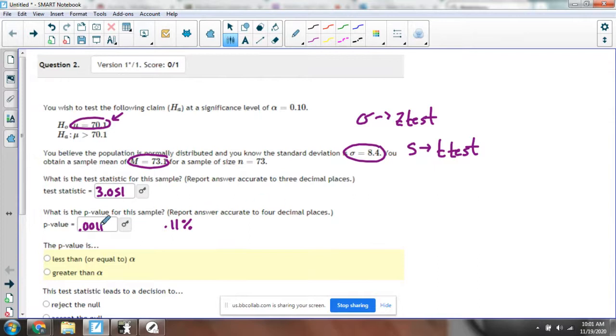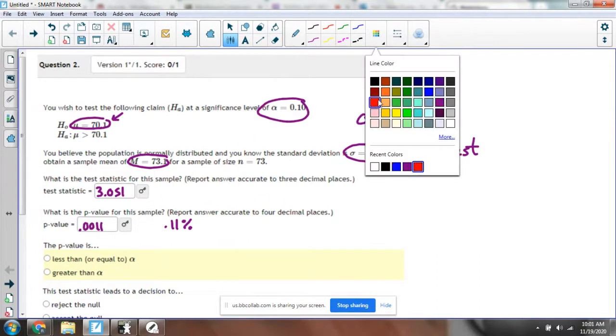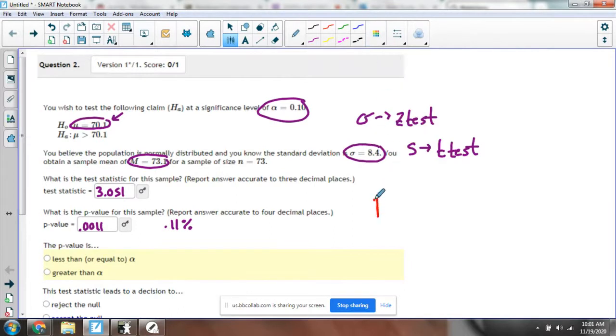Whenever you get your p-value, you always want to compare it to alpha. So we always ask, is p greater than or less than alpha? In this case, p is less than alpha. And here's an easy way to remember: if p is low, we reject H null.